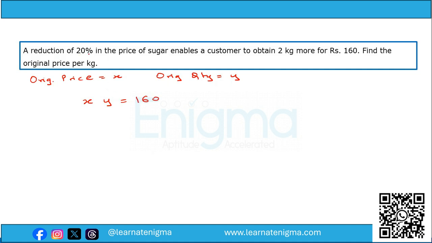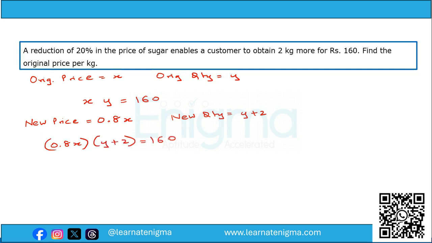Now, a reduction of 20% in the price. So, therefore, the price before the reduction is x. So, with a 20% reduction, the new price becomes 0.8x. The new quantity will be y plus 2. So now we can form a similar equation. So 0.8x multiplied by y plus 2 is equal to 160.